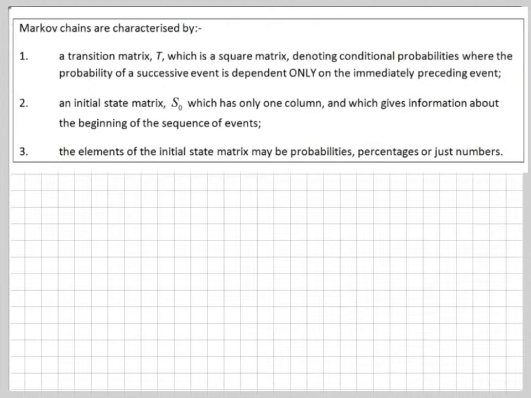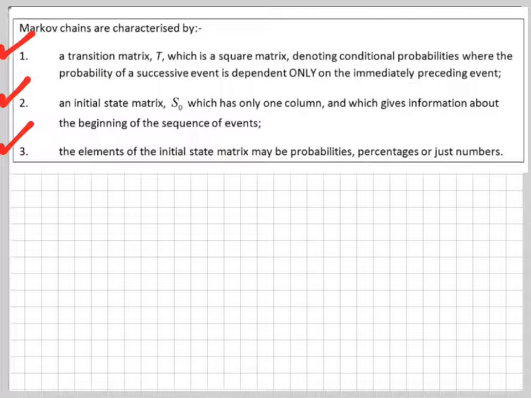I think you are. Now, a little bit of a summary of what Markov chains are characterized by. First of all, we have a transition matrix T, capital T, which is a square matrix denoting conditional probabilities where the probability of a successive event is dependent only on the immediately preceding event. All right? Yes. And the second one, initial state matrix S sub 0, which has only one column, not a square matrix, and which gives information about the beginning, the initial state of the sequence of events, yeah?